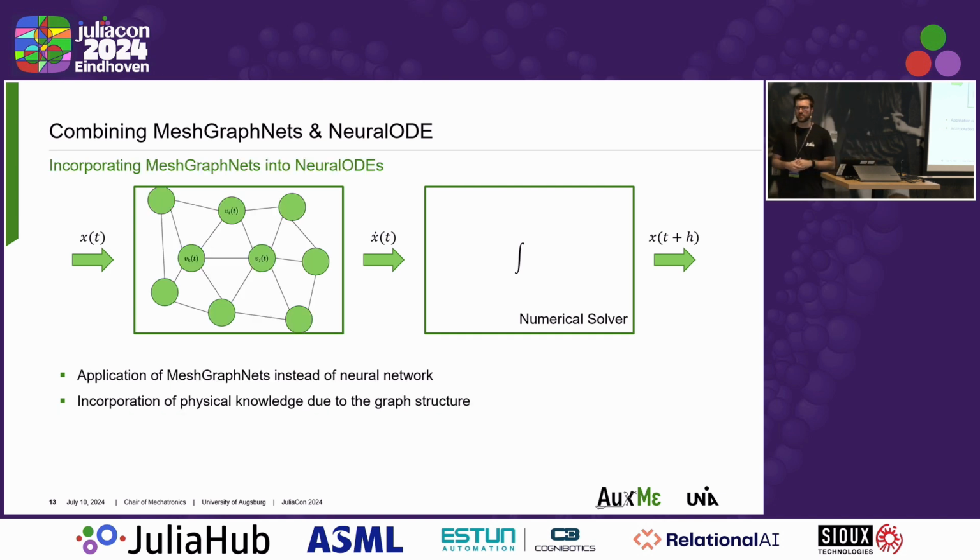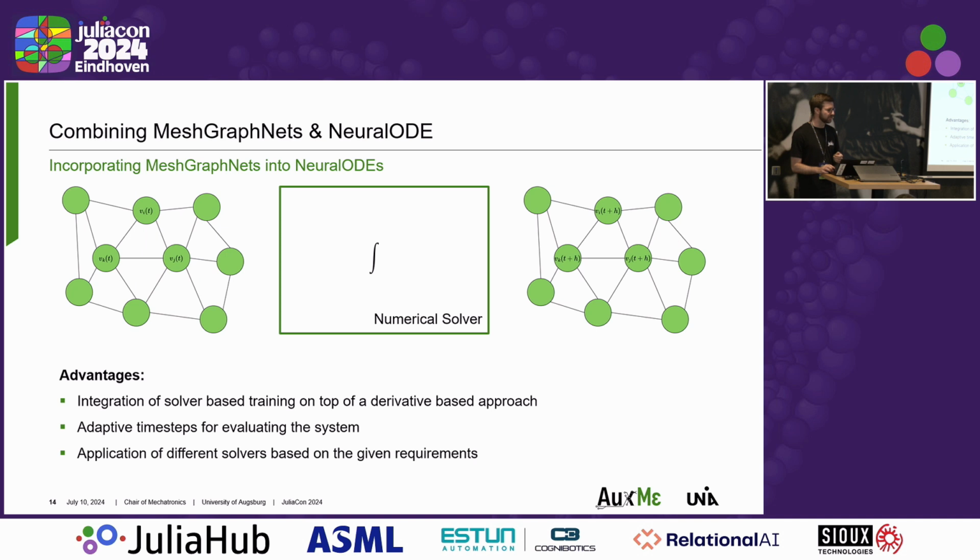Now the idea of the package is that instead of just a normal neural network, we plug in the MeshGraphNets into the block shown here. And that means we can not only have the machine learning aspect of the approximation, but we can also integrate the physical knowledge that I previously showed because of the graph structure that we incorporate into our system, and thus get a better result at the end. And this is basically what is shown here.